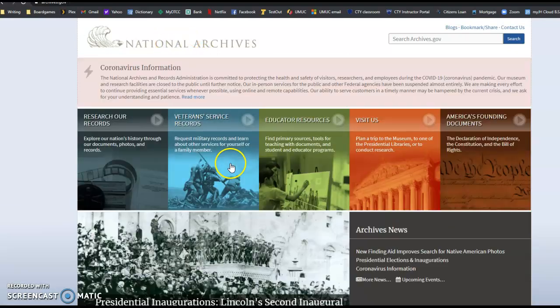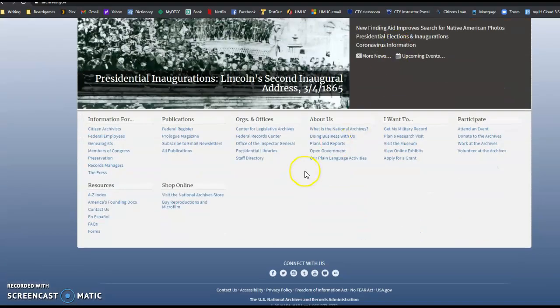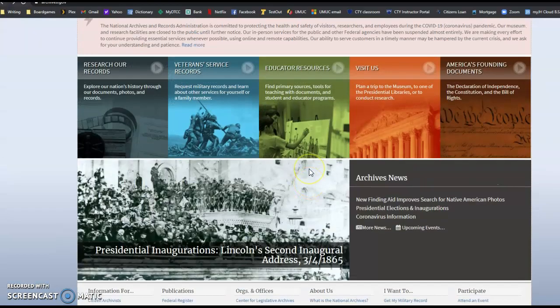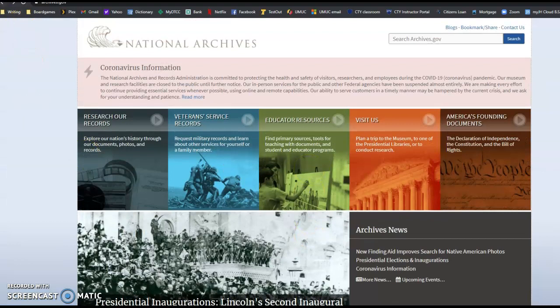Okay, so National Archives. If I want to know more about something, I can kind of dig into About Us. What is the National Archives? It's the nation's record keeper of all documents and materials created in the course of business conducted by the United States federal government. Only 1 to 3% are so important for legal or historical reasons that they're kept by us forever. So here, this is just an archive of documents. It doesn't seem to have any particular political agenda. So this seems like a good place for me to look.